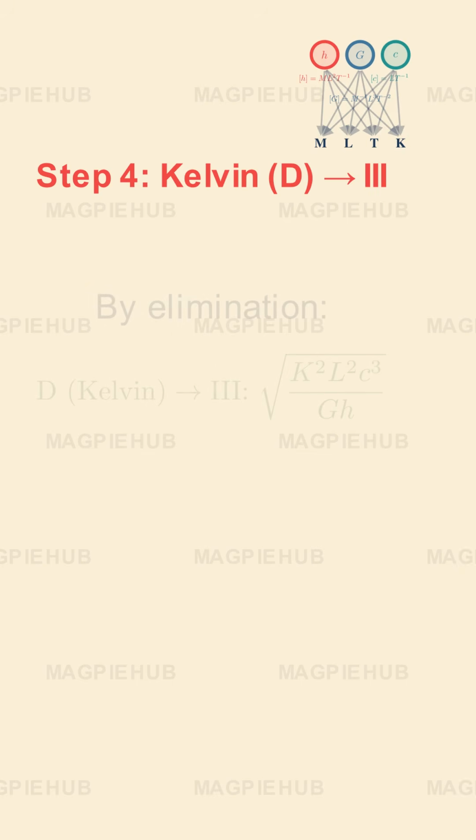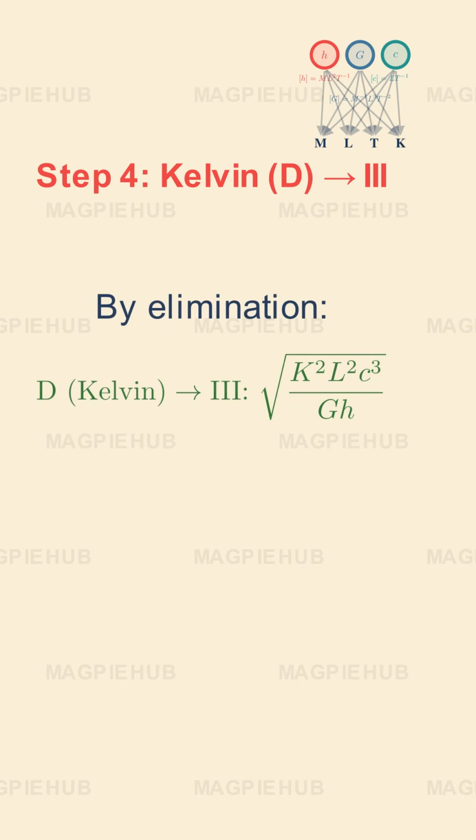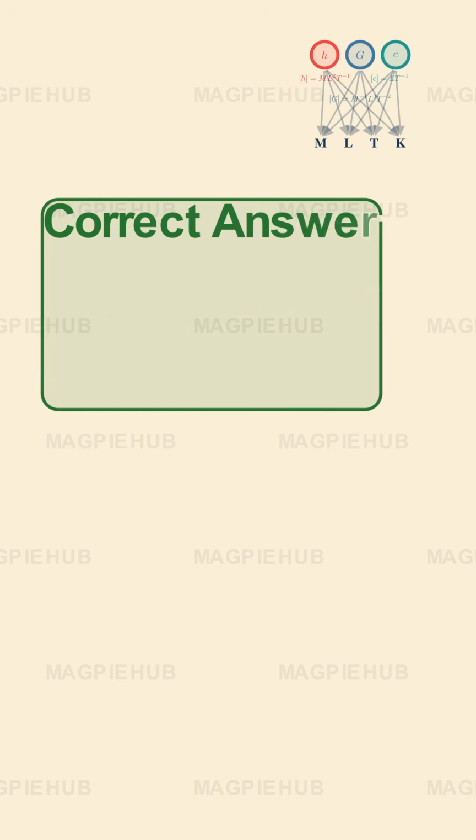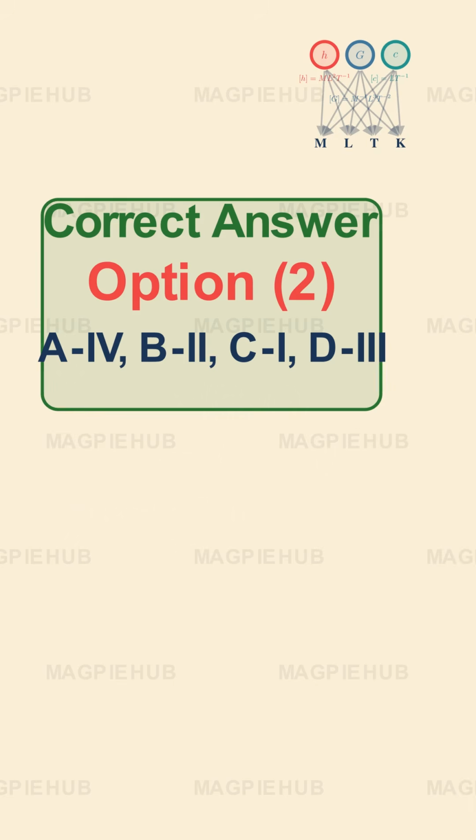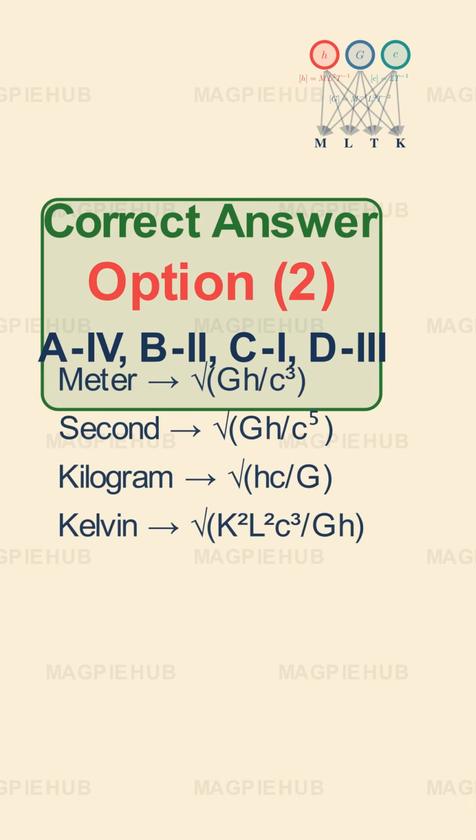Option 3 contains Boltzmann's constant k in the expression, which is needed to define temperature. So D matches 3. The correct answer is option 2: A maps to 4, B maps to 2, C maps to 1, and D maps to 3.